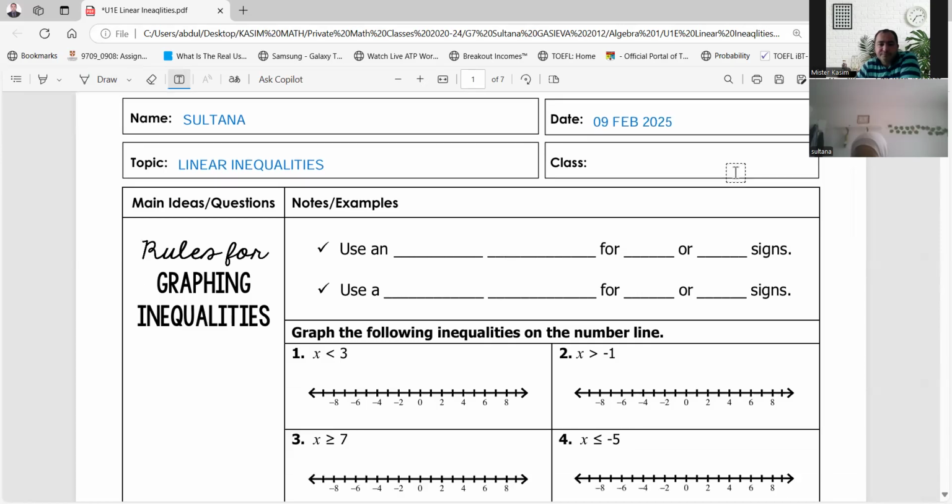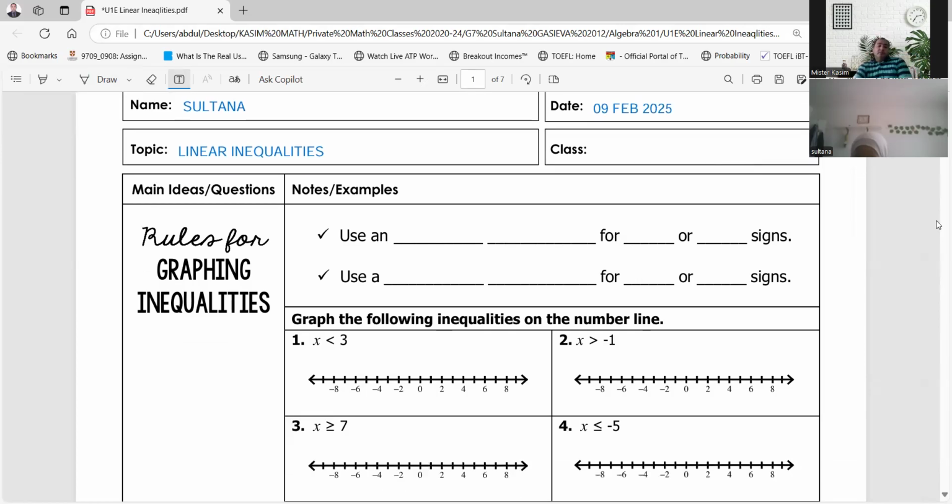Okay, inequalities. Solving inequalities is very similar to solving equations, Sultana. The only difference is when you multiply or divide both sides by a negative number, we change the inequality sign. Okay. What do we mean by linear inequality, Sultana? A linear inequality is any inequality that involves one of the symbols, right? What are they? Either greater than, less than, greater than or equal to, or less than or equal to, right? Any algebraic expression that involves one of these symbols is called an inequality.